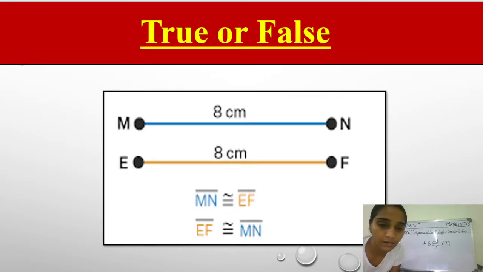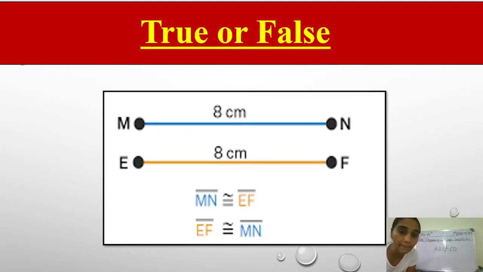Now students, it's your time to answer in the form of true or false. If it is saying over here that MN is congruent to EF, or vice versa, EF is congruent to MN, is this congruence true or false? You can take your time and analyze how you will say that these two are congruent.